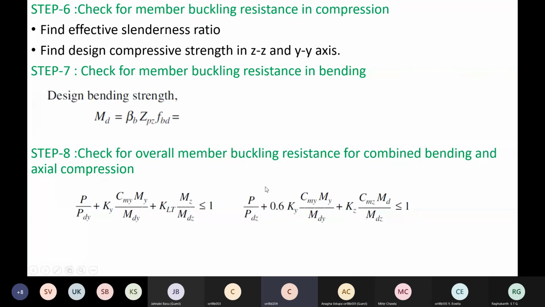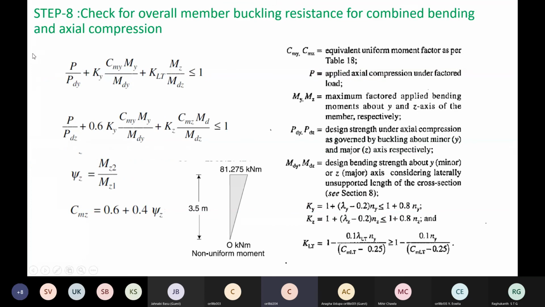So for that, the code has given these two formulas. You all know that P is the given factored load, My and Mz are also the given factored moments. Md is the design bending strength you have calculated in step 6. PDZ, PDY, these are all the design strengths you have calculated in the previous steps. So once you substitute, you will get here the CMY, CMZ. These are some factors, equivalent uniform moment factors they have given in table 18. Based on the shape of the moment diagram, these values you can get.